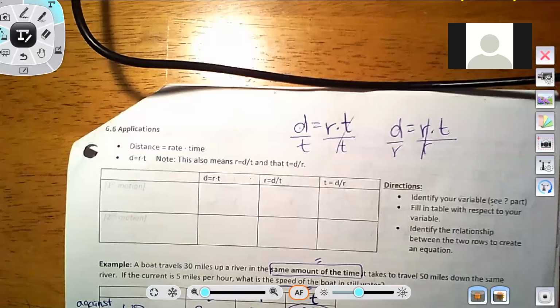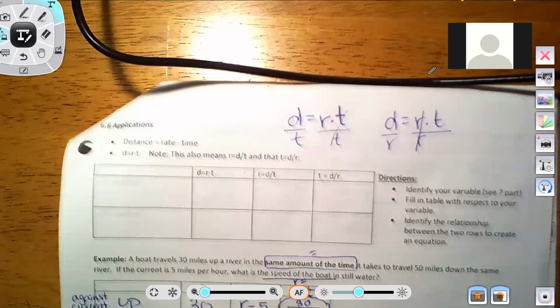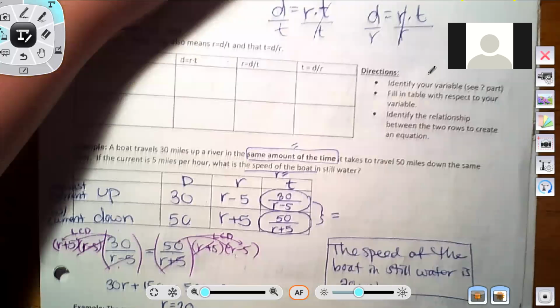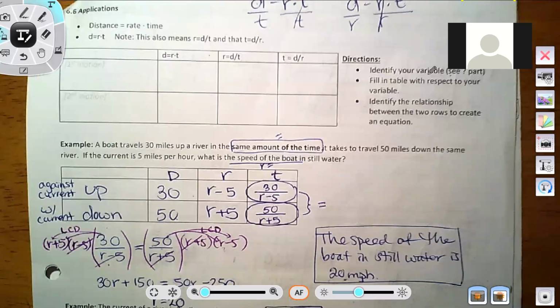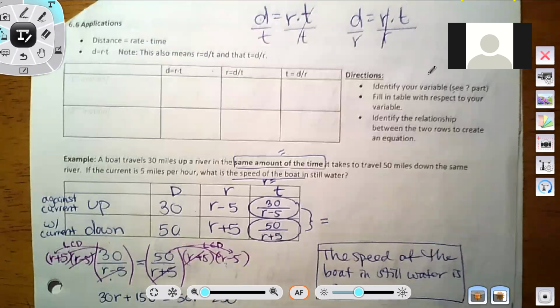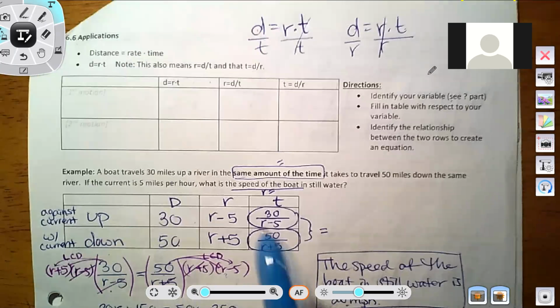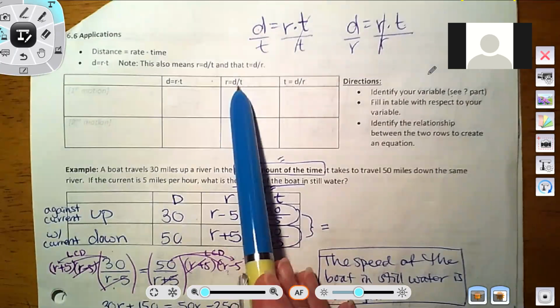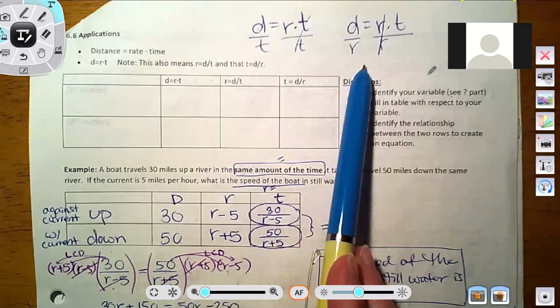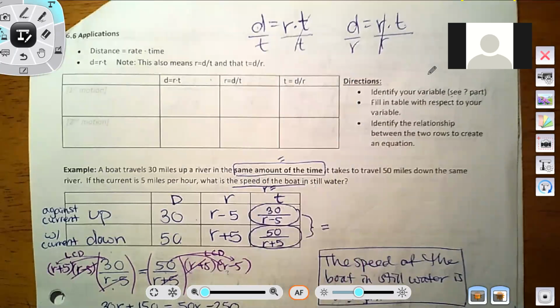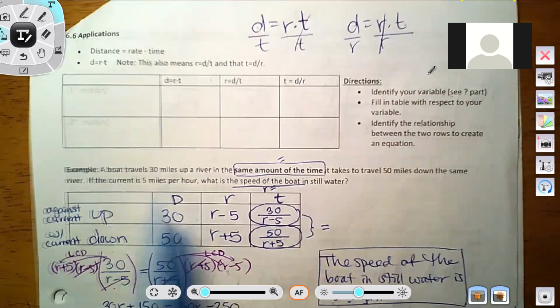So 6.6 is on applications, particularly the distance, rate, time problems. So distance equals rate times time. If you solve for distance, it's distance equals rate times time. If you solve for a rate, it's the distance divided by the time. And if you solve for time, it's the distance divided by the rate. And so keeping track of your stuff in a table like this can be helpful.